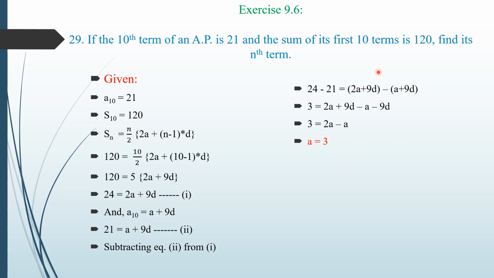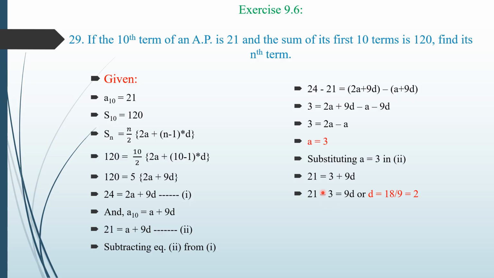Now, in order to find nth term of this AP, I also need one more information, that is common difference d. In order to find that common difference, I'll substitute value of this a is equal to 3 in equation 2. When I do that, 21 is equal to a plus 9d. In place of a, I am substituting 3 here. Therefore, it will be 21 equal to 3 plus 9d.